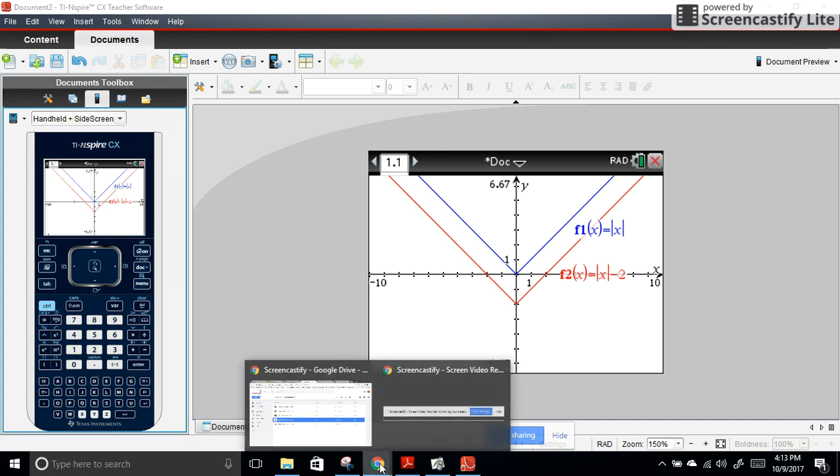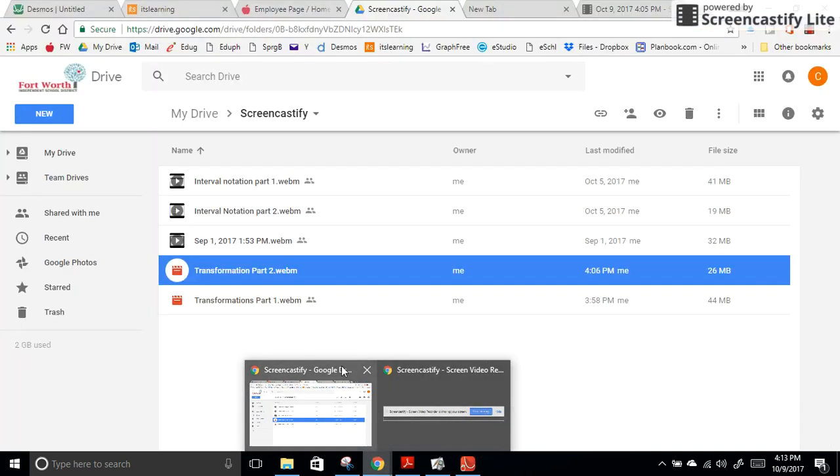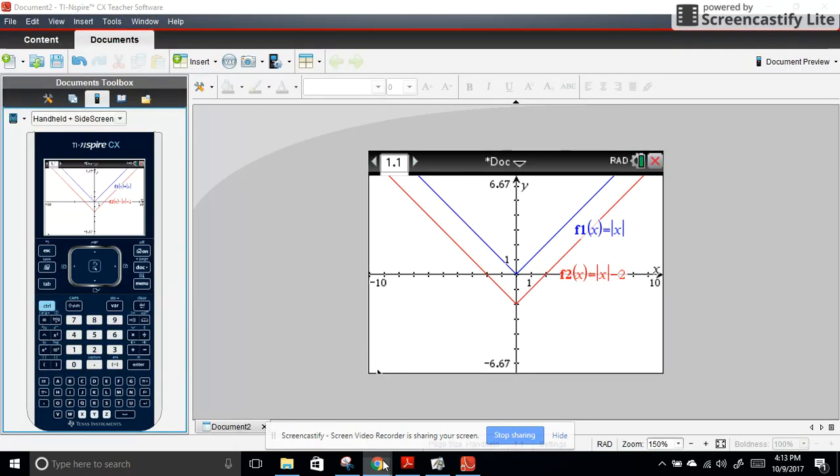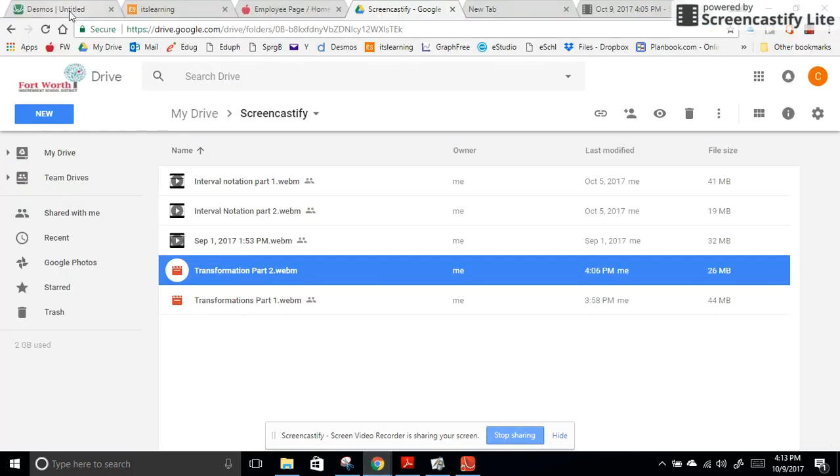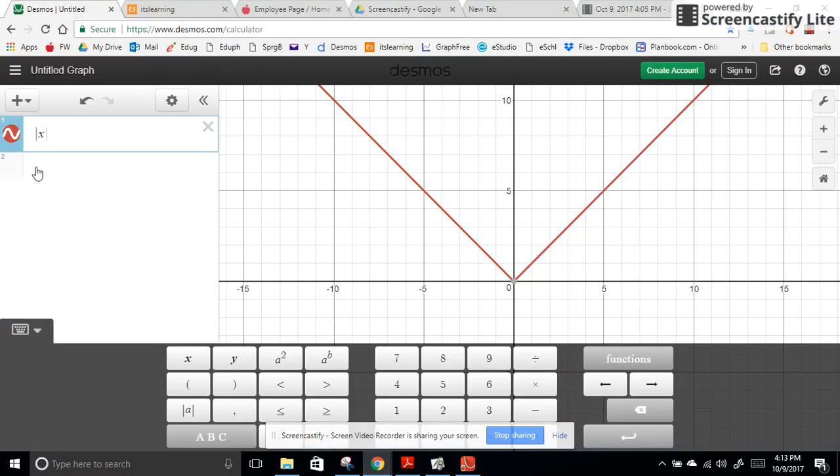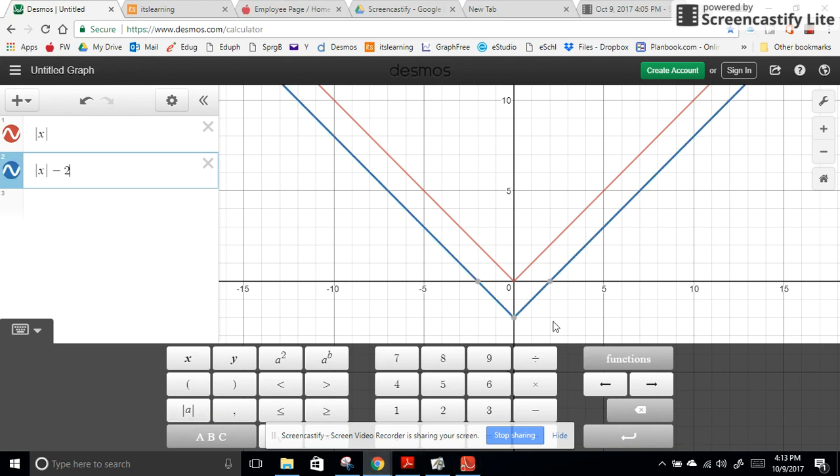Same thing is true for Desmos. Leave that one right there. Come down here. Type in the absolute value of X. And then hit -2. And again, it shows you. There's the absolute value of X, your parent function. And there's the one with the parameter change at -2. Okay, and you can see all these points.